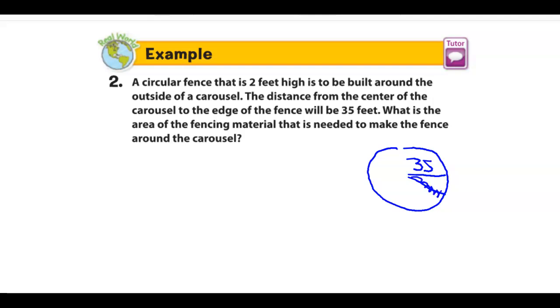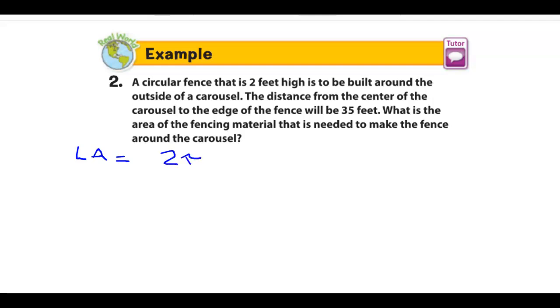So now we have an idea. So we don't have a top on this. We're not going to build a fence top, and we're not going to build a fence bottom because I'm assuming it's concrete or your grass or whatever. So this problem is asking for us to find the lateral area. So let's go ahead and write down the formula for the lateral area. And again, it's just the first part of surface area. So you guys, we're going to go 2 times pi times the radius times the height.